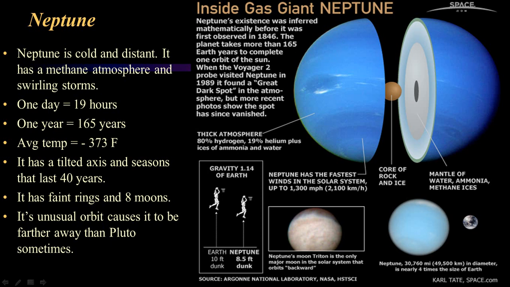When we had better telescopes, we finally found it. And then we were able to see it. And now, of course, we've got some pictures of it. It says here it's got the fastest winds in the solar system at 1,300 miles per hour. Okay. So this is the possibilities of what it might be made of on the inside right here.